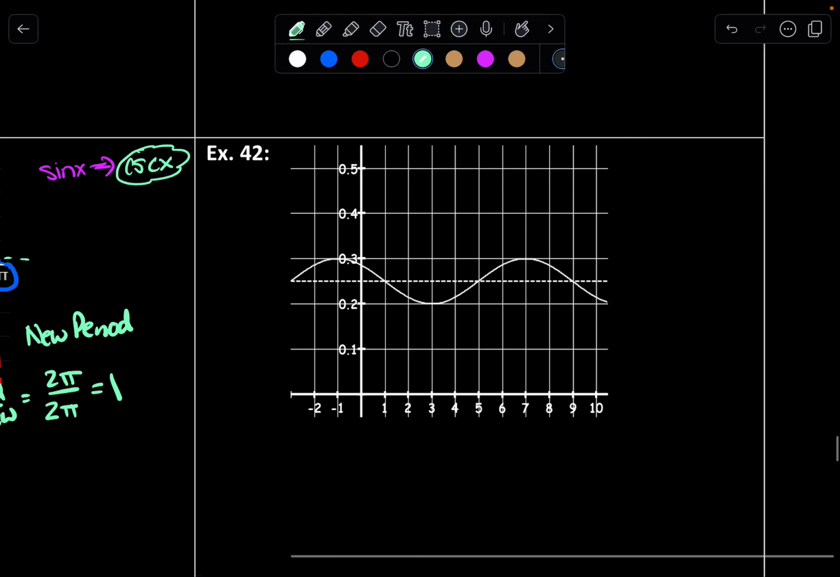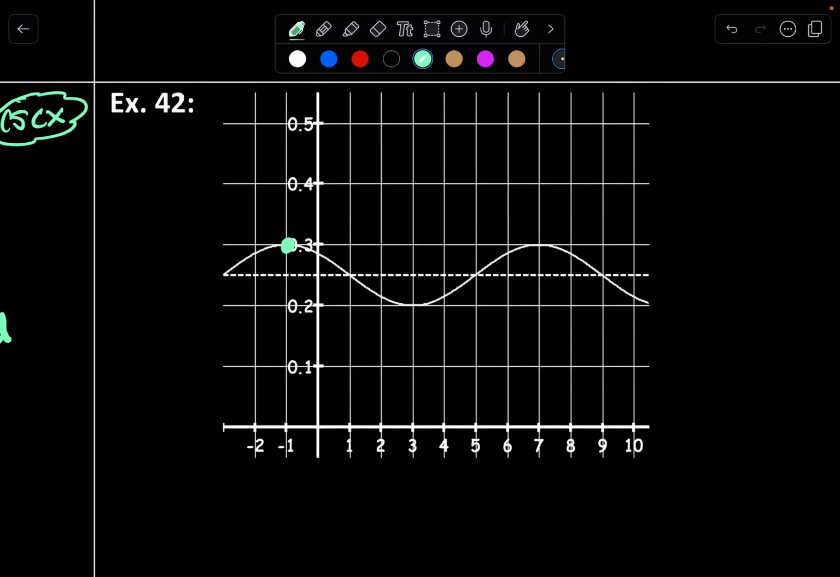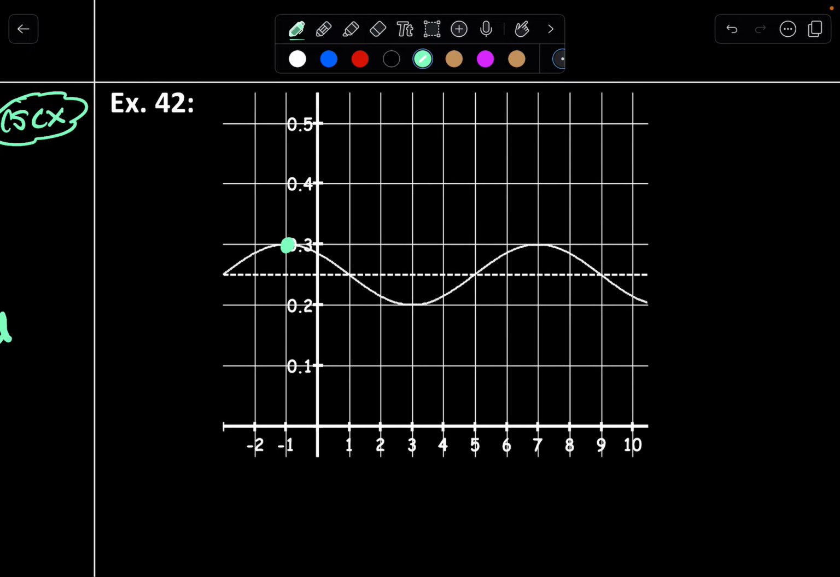All right, so this next one, example 42. Again, this is going to be either sine or cosine. My suggestion would be cosine, because I can see that maximum right next to the y-axis, which makes it easier for me to see the shifts already, instead of having to work with sine, which is not that hard to see if you know where to look, but it's further away, which means it's more work. So let's be efficient. We're going to use cosine of x.